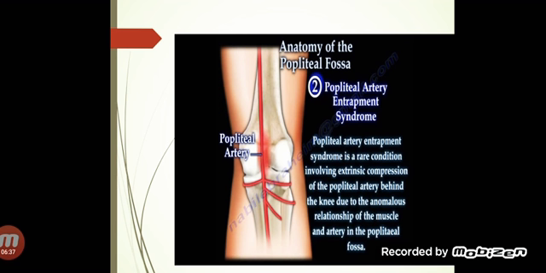Popliteal artery entrapment syndrome is a rare condition involving extrinsic compression of the popliteal artery behind the knee due to an anomalous relationship of the muscles and artery in the popliteal fossa.